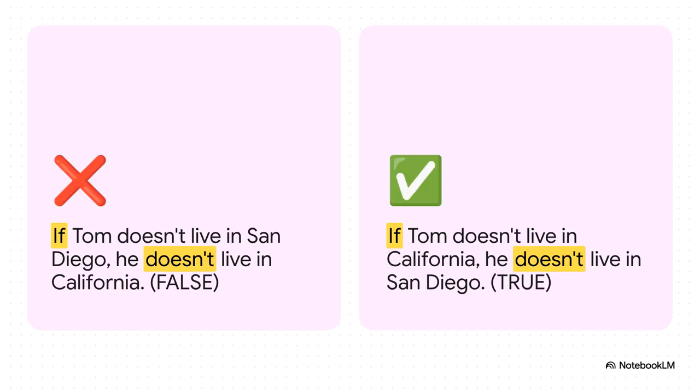And you know what? The inverse runs into the same exact problem. If Tom doesn't live in San Diego, he doesn't live in California. Nope, again, he could be anywhere else in the state. But check this out. The contrapositive. If Tom doesn't live in California, then he definitely doesn't live in San Diego. Now that is rock solid. Are you seeing the pattern here? The original true statement and its contrapositive are a perfect match.